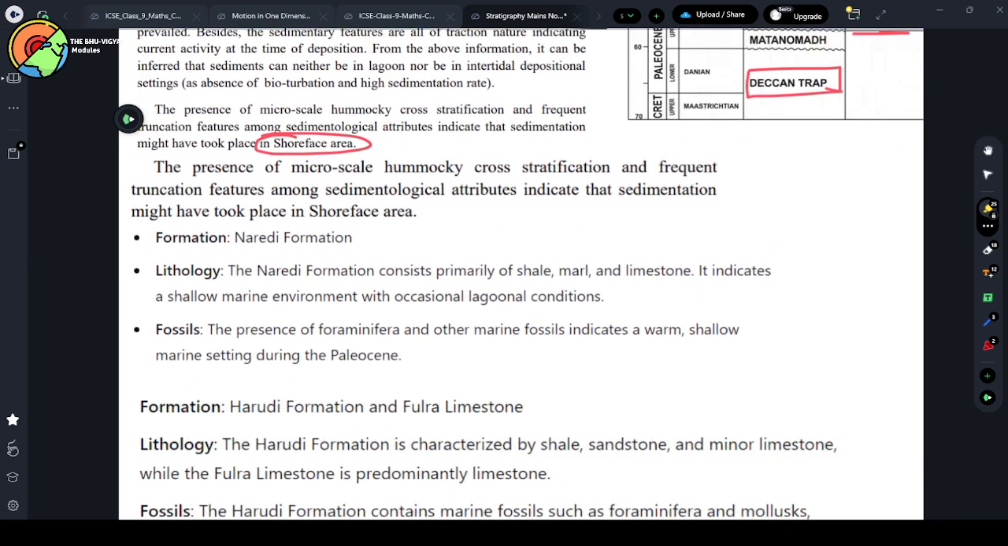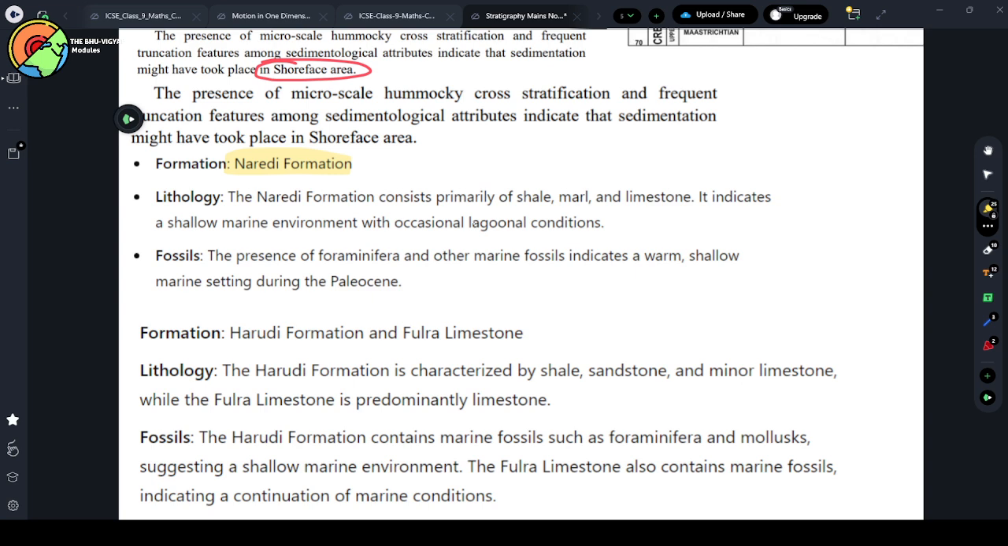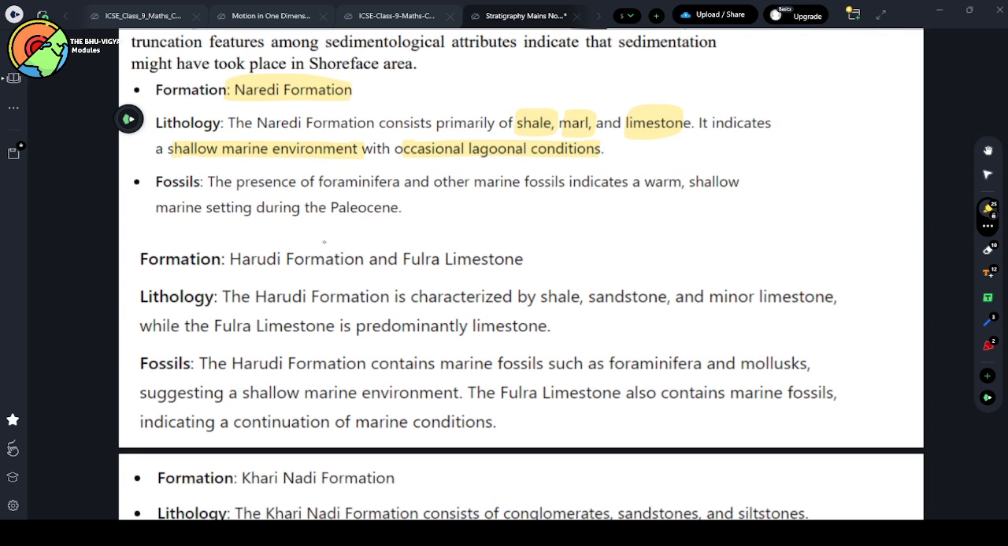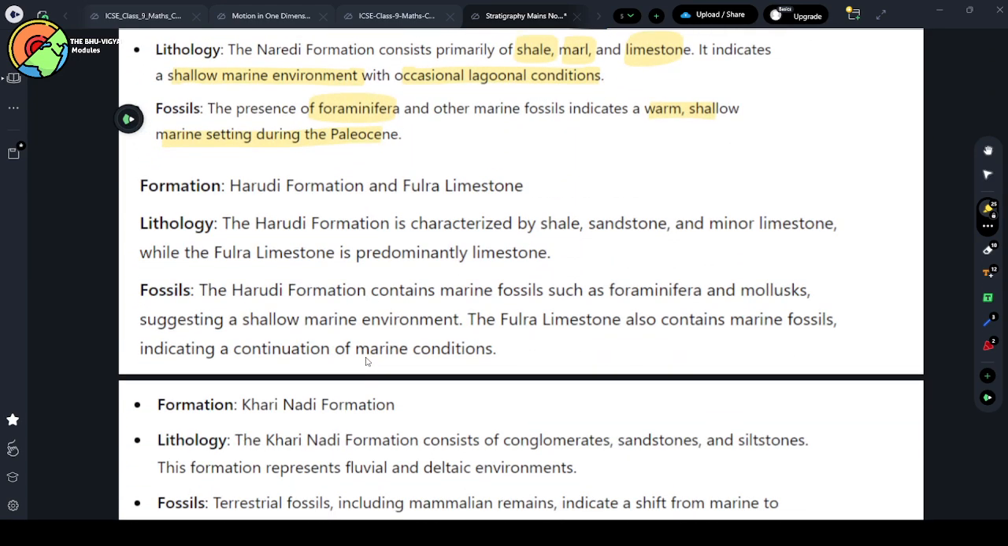Now if we talk about these formations in a little more detail, the Naredi formation basically consists of shale, marl and limestone. It indicates a shallow marine environment with occasional lagoon conditions. So this talks about the shoreface area, then we have the berm, and then lagoonal conditions. Most of the fossils present here are foraminifera and other marine fossils, indicating a warm, shallow marine setting during the Paleocene.